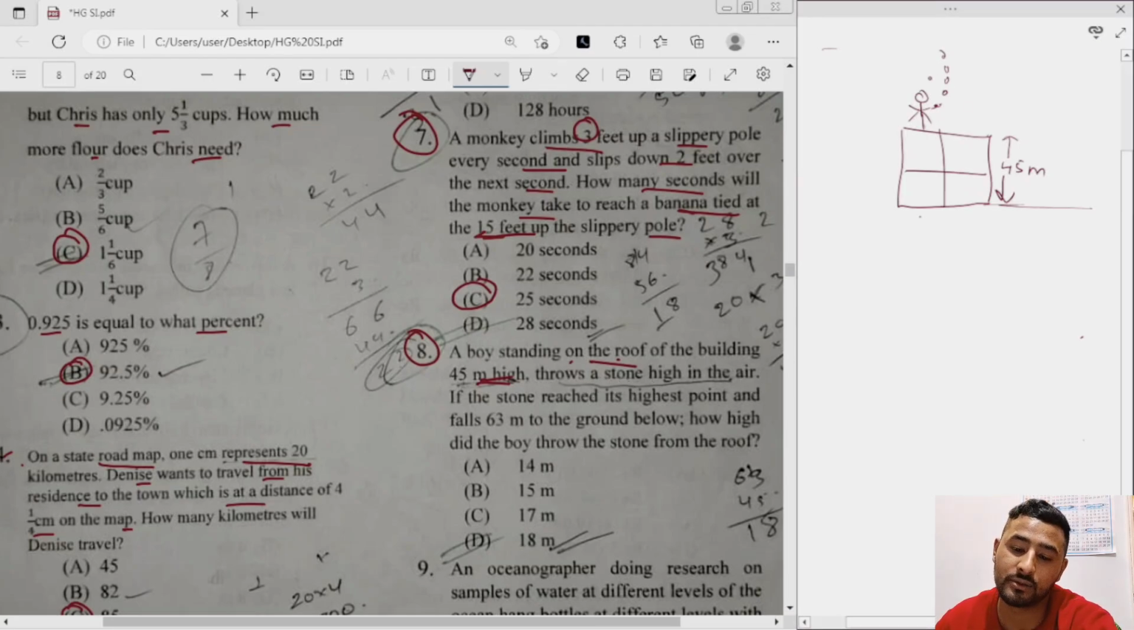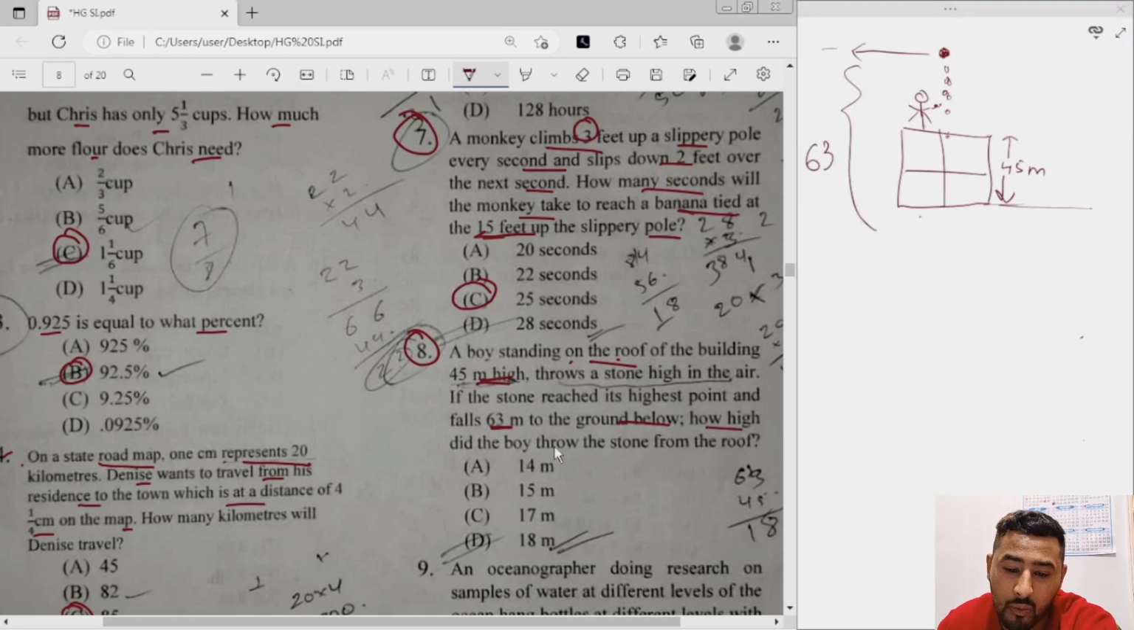Now what he is doing is throwing a stone high in the air, like this. If the stone reaches its highest point, maybe it has reached till here. Once he throws it, it will come down again due to gravity. If the stone reaches its highest point and falls 63 meters to the ground below, remember, the total length from here to the ground will be 63. So how high did the boy throw the stone from the roof?